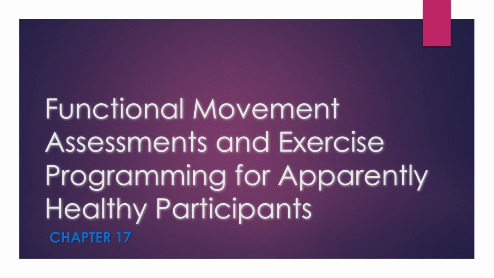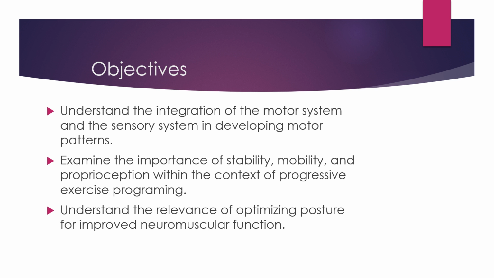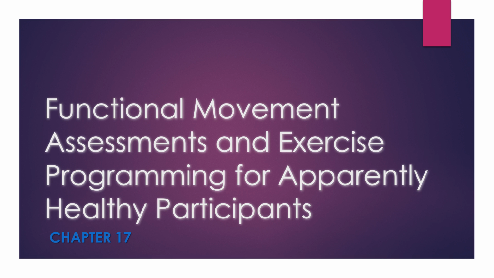So today it's chapter 17, talking about functional movement assessments and exercise programming for apparently healthy participants. One of the most salient features of successful strength and conditioning programs is progressively overloading the body to the extent that adaptation occurs. This progression is optimized when three fundamental features are present: sensory acuity, optimal stabilization strategies, and mobility.